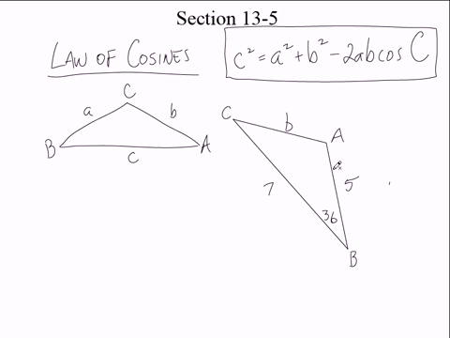Okay, here's our little picture. We've got a triangle. This angle right here is 36 degrees. We've got these two sides. We don't know what this angle is. We don't know what this angle is. We don't know what this side is.